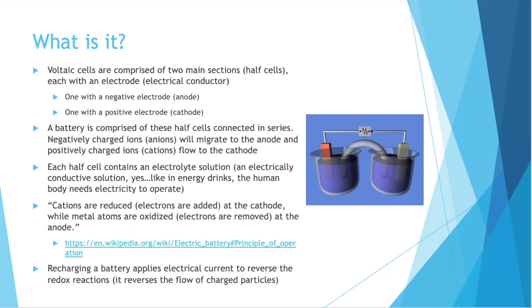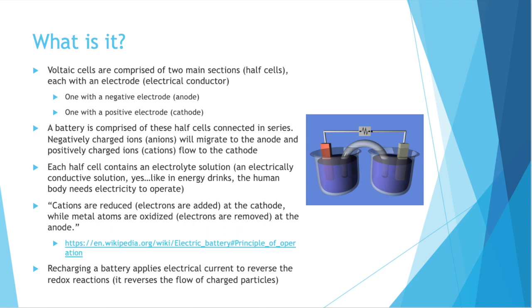Negatively charged ions, called anions, will migrate to the anode, and positively charged ions, cations, flow to the cathode. Each half cell contains an electrolyte solution. An electrolyte solution is an electrically conductive solution, so something that is good for electricity to move through. And yes, it's like the electrolytes in energy drinks. The human body needs electricity to operate. It's good if we have electrolytes in us.